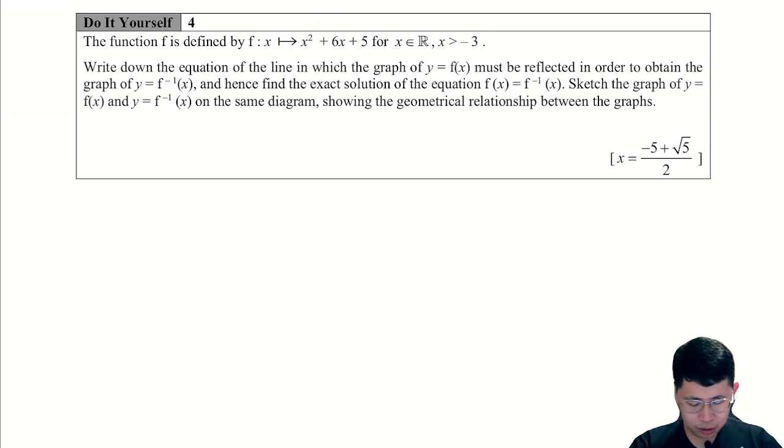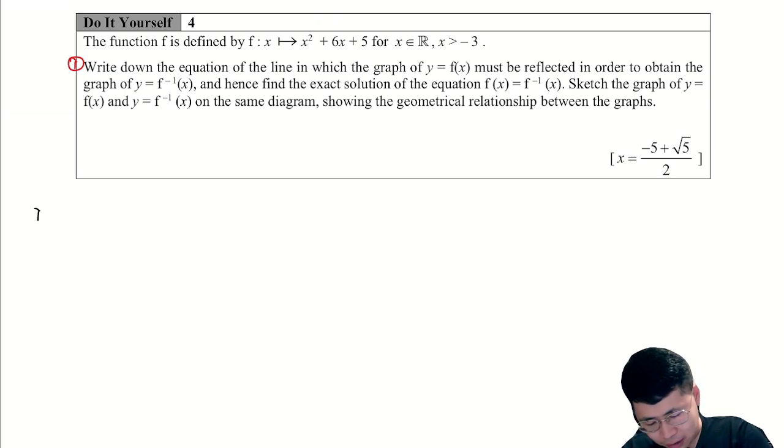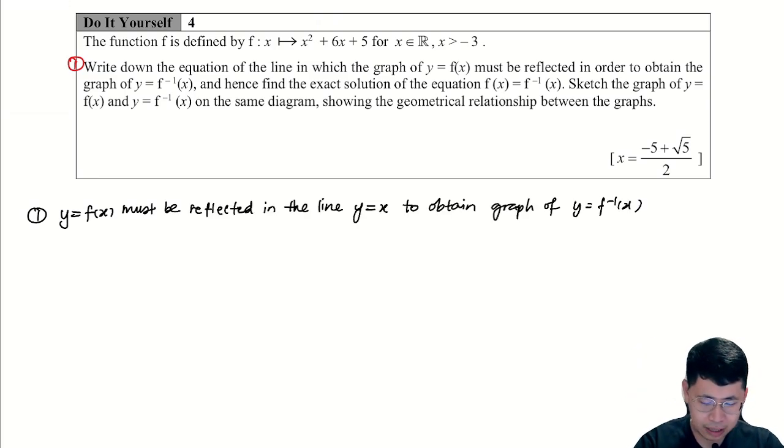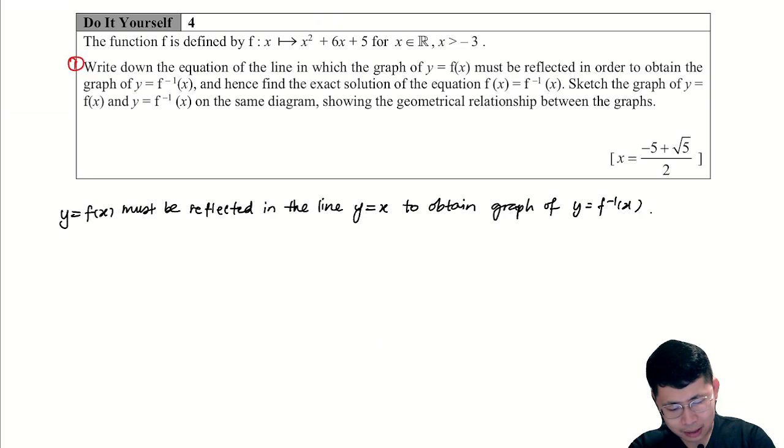So let's take a look at do it yourself for the next part over here. The function f is defined like this for real number x and x greater than -3, right? So first, write down the equation of the line in which the graph of y equals f(x) must be reflected in order to obtain the graph of y equals f inverse. So the y equals f(x) must be reflected in the line y equals x to obtain the graph of y equals f inverse of x. Very standard answer. Okay, so this is the answer for the first part.